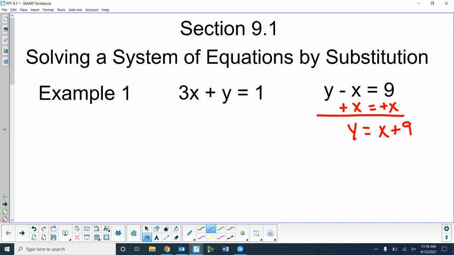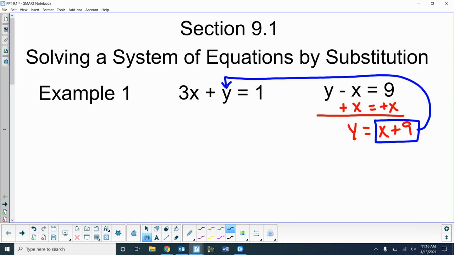So now here's the substitution part. You take this x plus 9, that y equals, and you put it into the other equation for y, because that's what y equals. All right, so you rewrite the first equation there. Instead of 3x plus y, you write 3x plus, and you substitute x plus 9 into the y. So now that's what your equation looks like. You have an equation with one variable in it now.